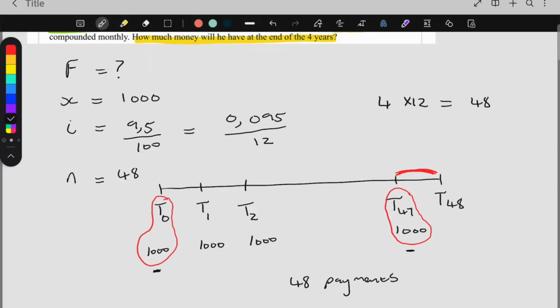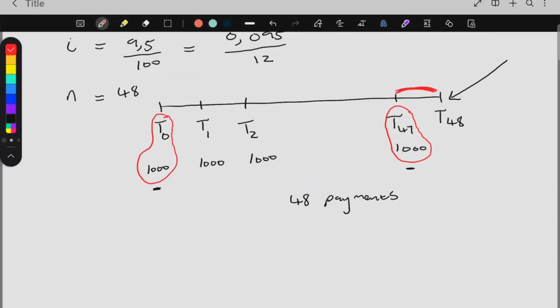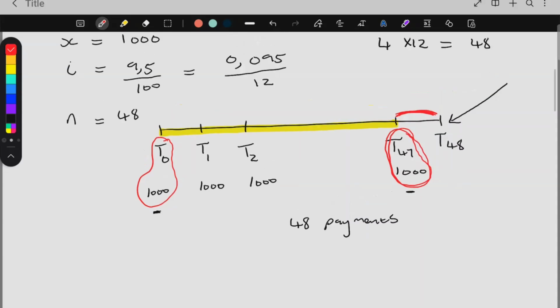And let's work out how much money will be in the account at the end of the 48th month. Don't confuse months with payments. That's the trick over here. Don't confuse the months with the number of payments. Okay, let's go on. We're only going to use the F formula from here to there, because with the F formula, you need a last payment at the end. So the F formula is only for that part.